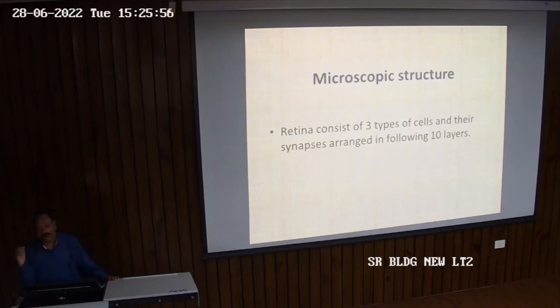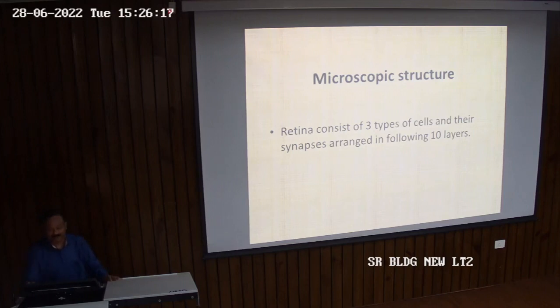If we go about the microscopic or histological structure of retina, it consists of three types of cells which are arranged in a synaptic order in the following 10 layers. The three types of cells we have already discussed: the photoreceptor cells, the neural cells, and the connective tissue in between. So these are the three types.